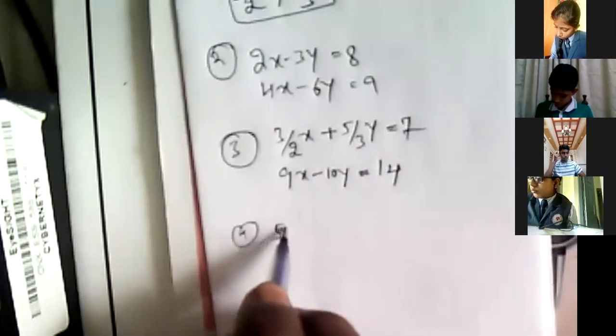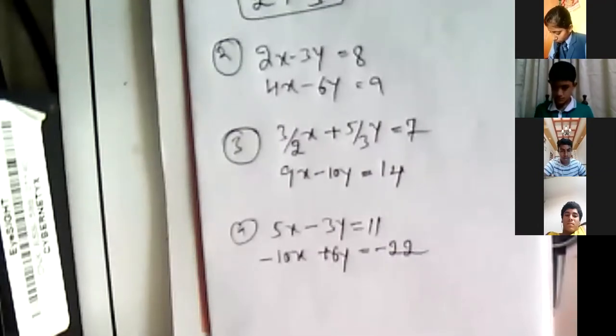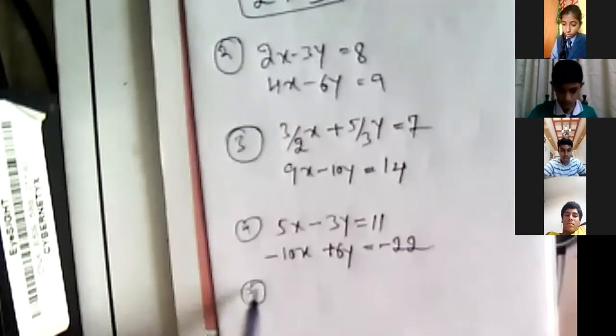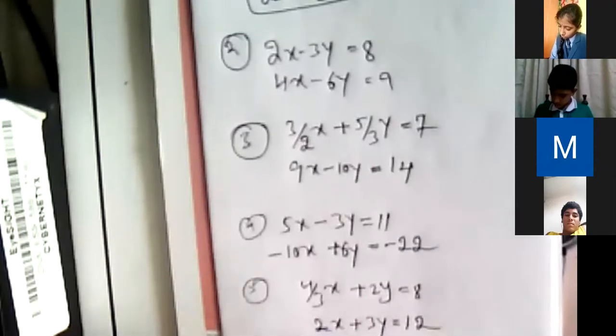Next, 5x minus 3y is equal to 11. Next, minus 10x. When the coefficient will come minus, you should be very careful. Minus is very important. Minus 10x plus 6y is equal to minus 22. Next, fifth one, 4 by 3x plus 2y is equal to 8, 2x plus 3y is equal to 12.